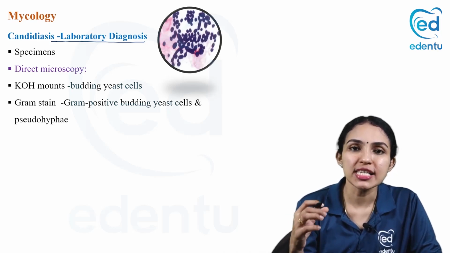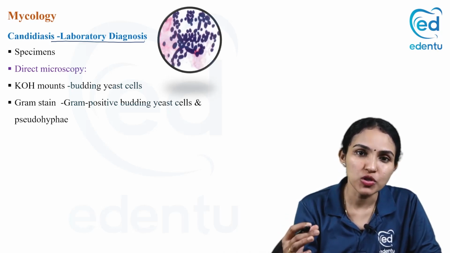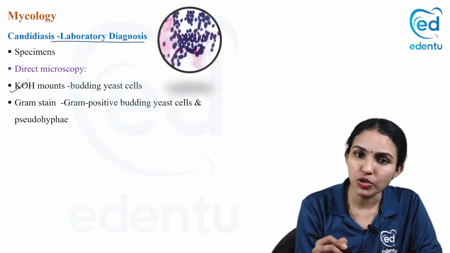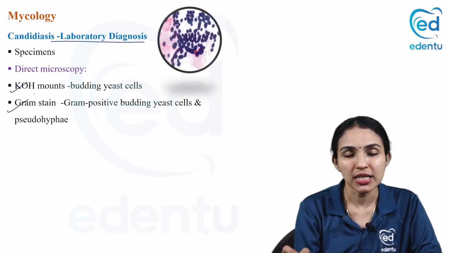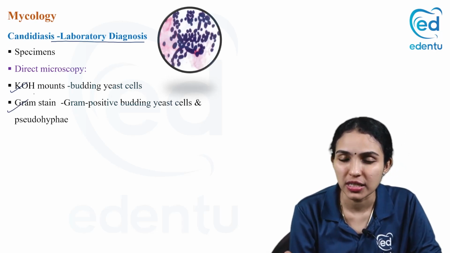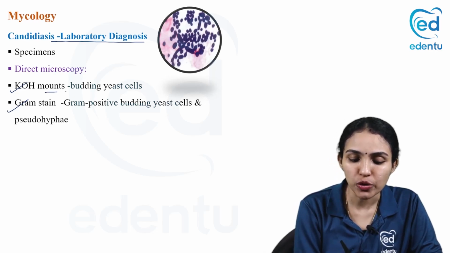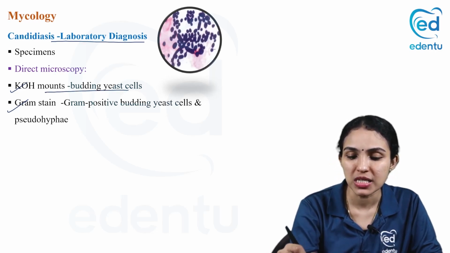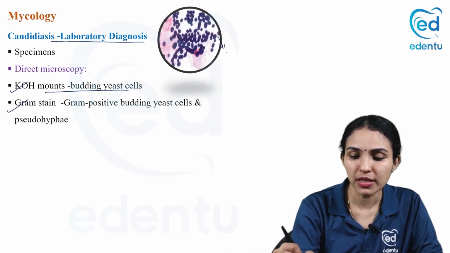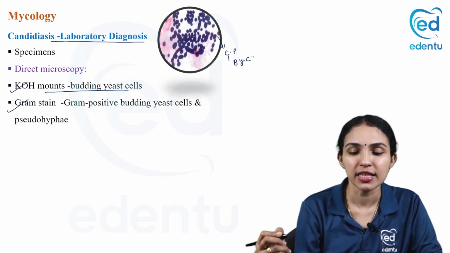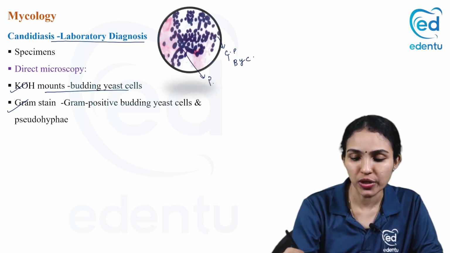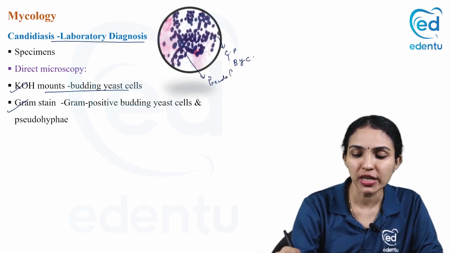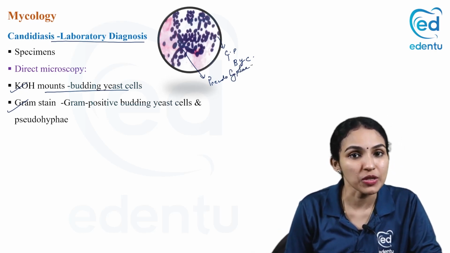So you're going to examine it under the microscope for direct demonstration of the fungus. You can do a KOH mount examination and also Gram stain. Remember, Gram staining can be done for Candida and Cryptococcus. When you do KOH mount, you can see the budding yeast cells. And when you do Gram staining, you're able to see the Gram-positive budding yeast cells along with pseudohyphae. Seeing pseudohyphae also indicates that you're seeing a yeast-like fungus, especially Candida.